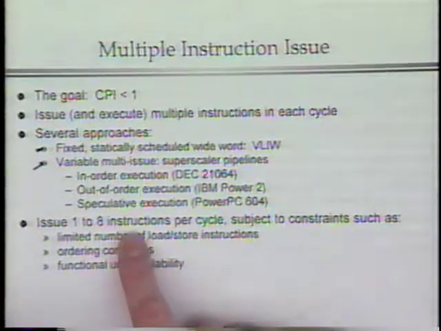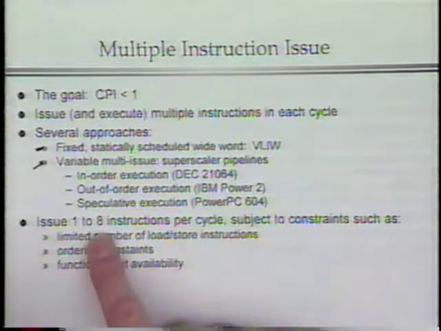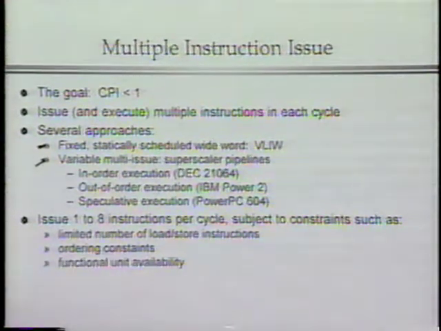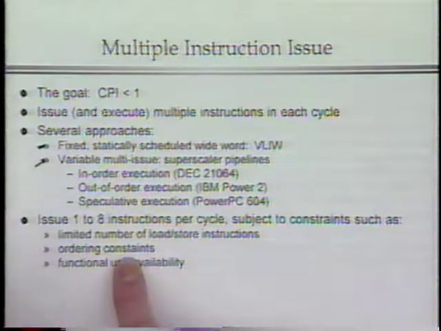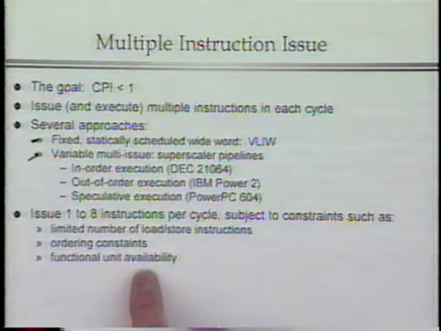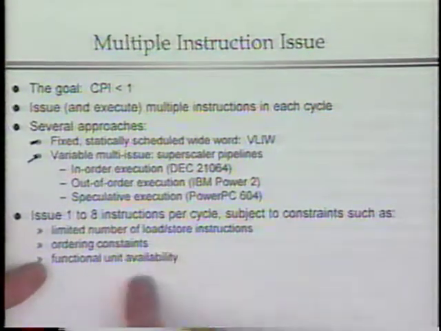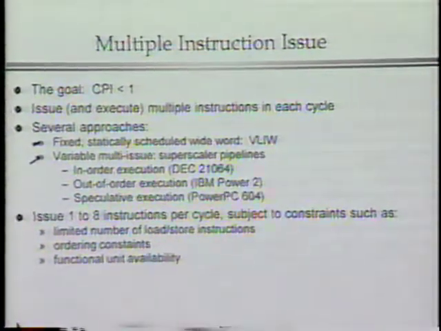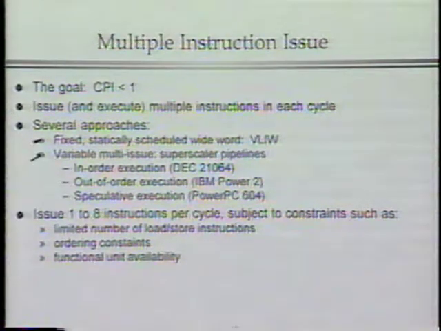So the idea is to issue a bunch of instructions in one cycle. One to eight, or two to eight, is the limit of what can reasonably be achieved. But there are a number of constraints, because there may be limited functional units, and there may be ordering constraints having to do with hazards, like read after write hazards, or other hazards if we don't have the appropriate renaming. And we'll see in detail how these limitations restrict the number of issues per cycle that you can actually achieve.